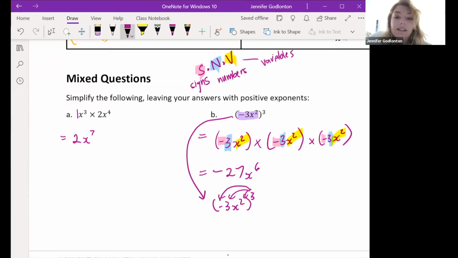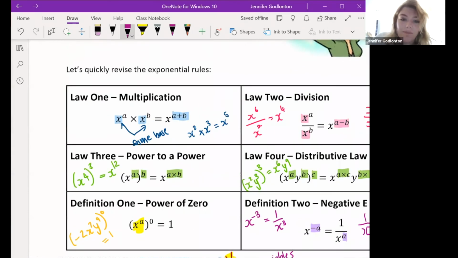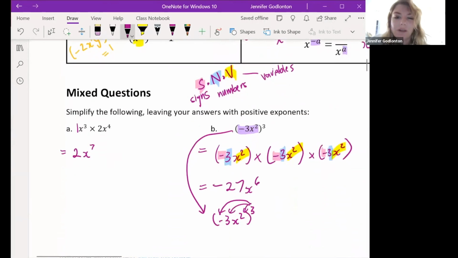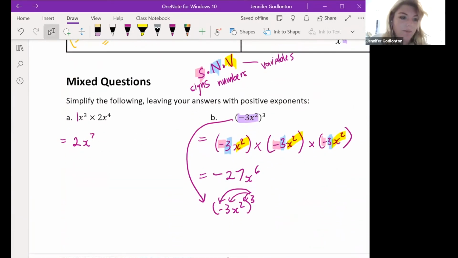So Kieran, this law is actually working with this one over here, so power to a power. But when we write it out the long way, we're turning it into a multiplication law. So we're changing it into something which is a little bit more manageable to deal with.